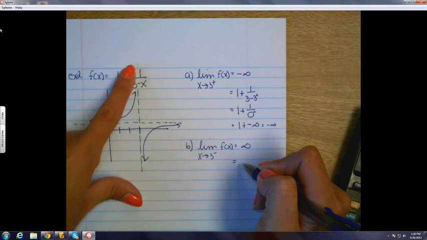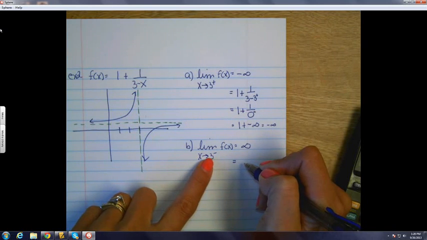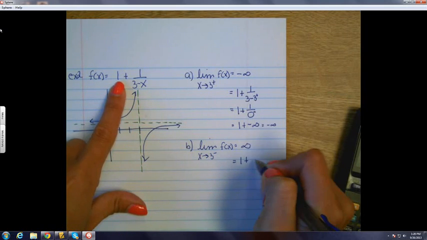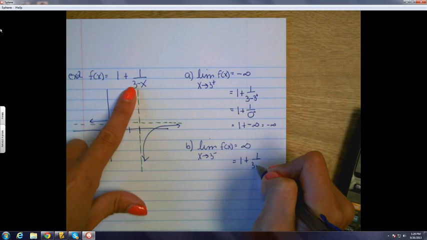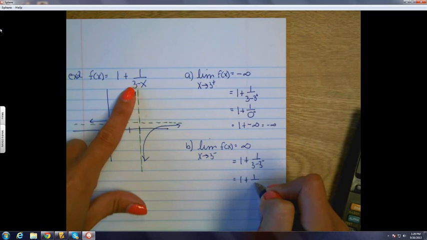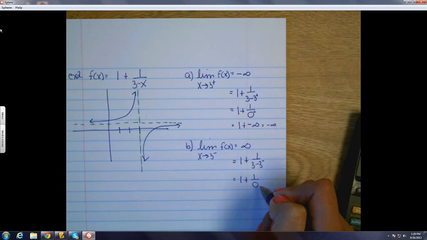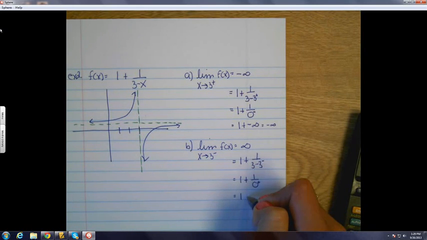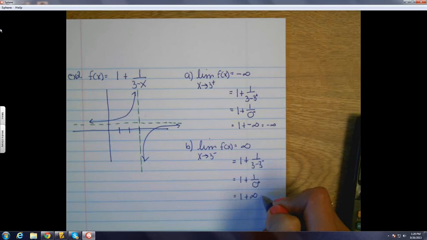Algebraically, I'm just going to put in values of 3 from the left into the x. So I got 1 plus 1 over 3 minus values of 3 from the left. Zeros, are they going to be positive or negative? Am I going to stay on the positive side of 0 or the negative side? These are smaller than 3, so it's going to be positive. So 1 plus infinity. Infinity plus 1, still going to be infinity, just like we got from the graph.